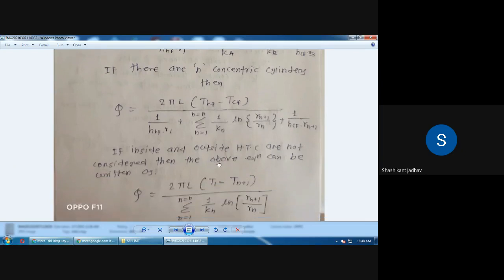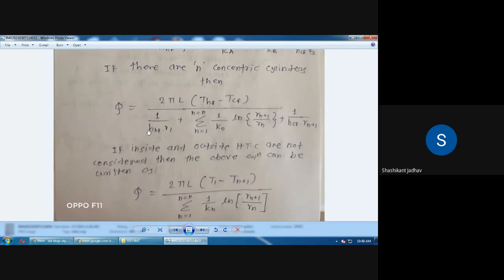That is Q is equal to, only these two terms will cancel. If the convection heat transfer coefficients are not given, meaning HHF and HCF are not given, then for that condition these two terms become 0: 1 upon HHF into R1 and 1 upon HCF into Rn plus 1. Those terms become 0. So what is remaining? We have to write down that equation.